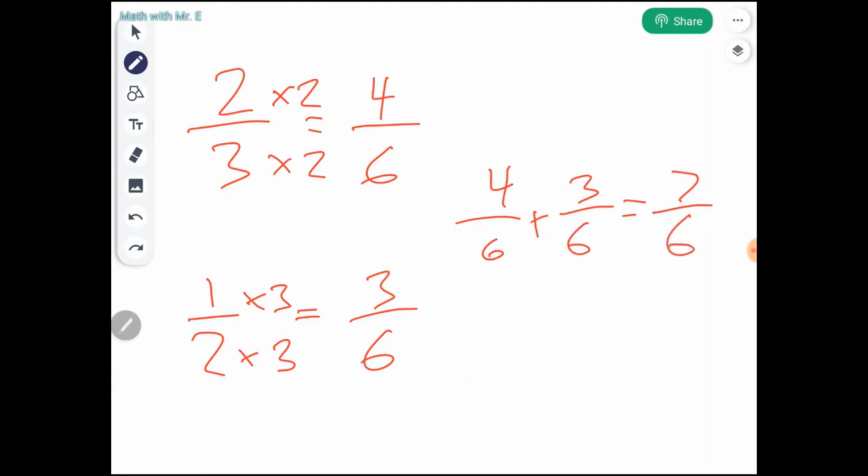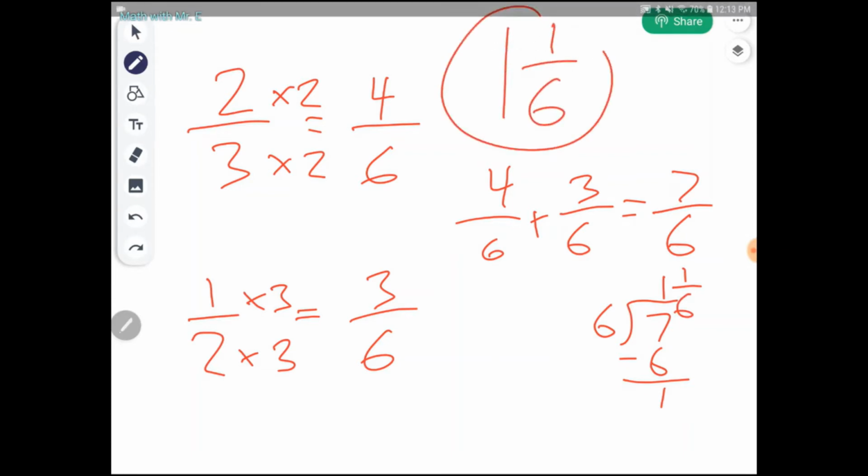So the last step would be to write that as a mixed number. So we do 7 divided by 6. 6 goes into 7 one time. 6 times 1 is 6. 7 minus 6 is 1. So our final answer would be 1 and 1/6.